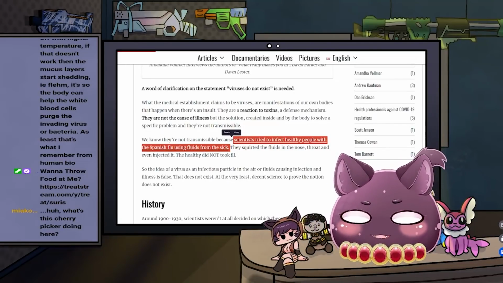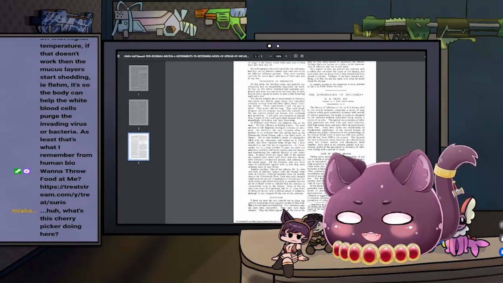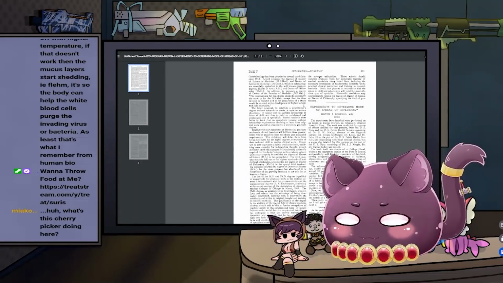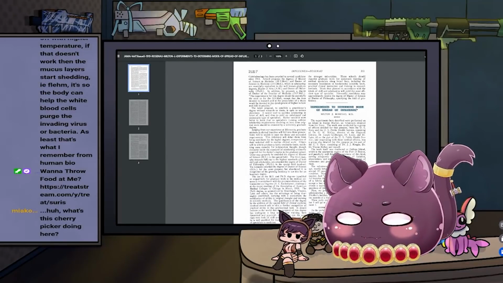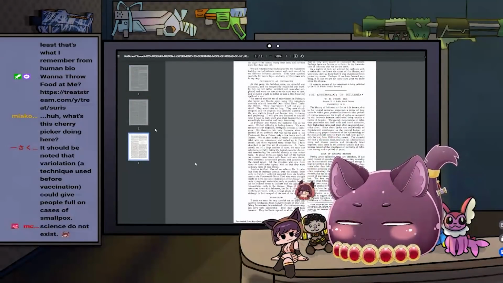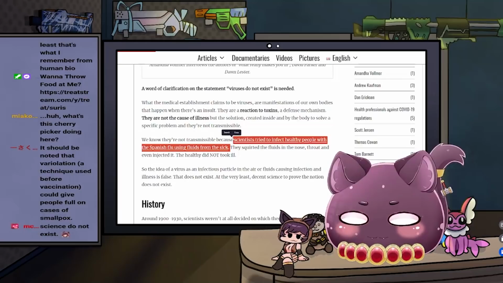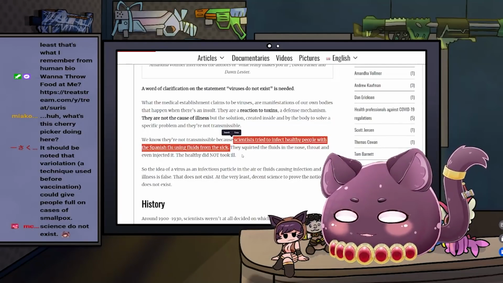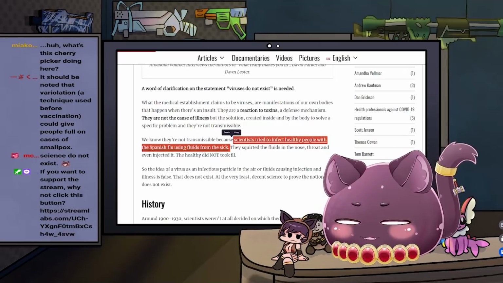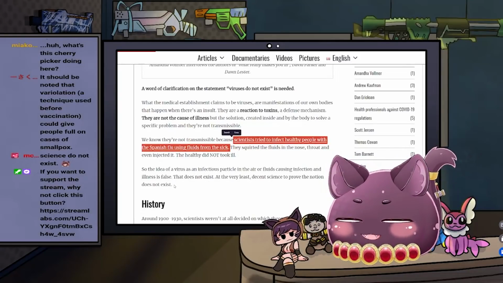Yeah, that's what the cherry picker is doing, specifically. They're taking this paper here, which I can't even see the actual name of. I guess it's this part here, Experiments to Determine the Mode of Spread of Influenza by Milton J. Rosenau. It's taking this paper and the conclusion where they said that they were not able to infect their colleagues with the virus. They're using that to say that all viruses are not transmissible. That's what they're trying to say. They then go on to say that the idea of a virus as an infectious particle in the air or fluids causing infection of illnesses is false. That does not exist. At the very least, decent science to prove the notion does not exist.